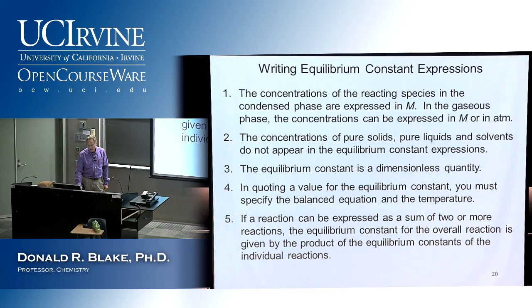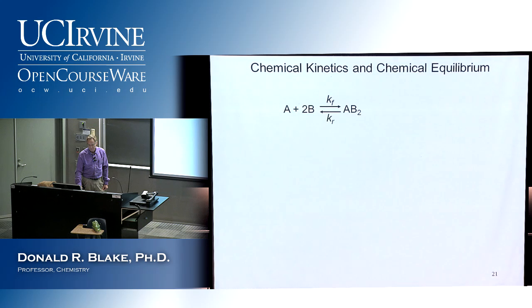If a reaction can be expressed as a sum of 2 or more reactions, the equilibrium constant for the overall reaction is given by the product of the equilibrium constants of the individual reactions. That means you multiply them together.